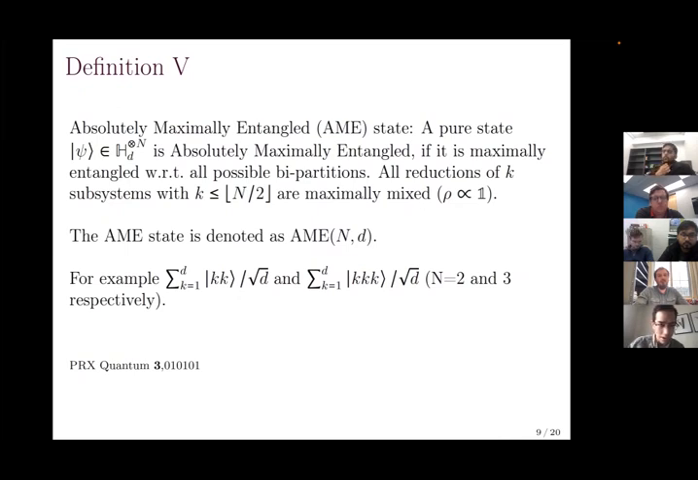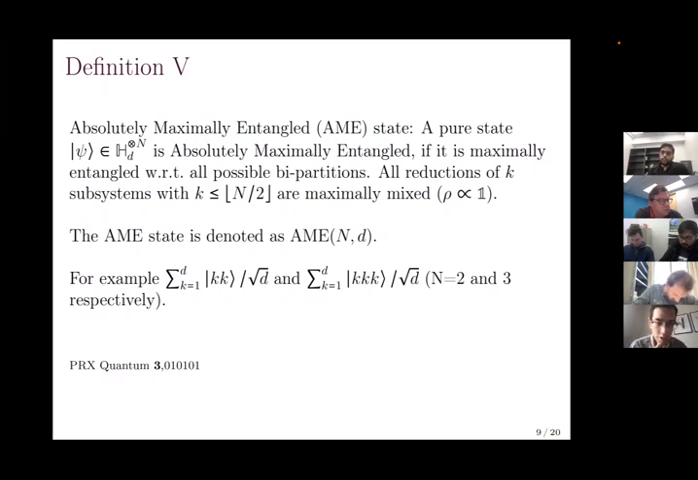Yeah, so the way I understood is if you have n subsystems and you can trace out such that the number of subsystems you have remaining after tracing out is less than or equal to n by 2, then the density matrix is going to be proportional to identity. I mean, I have been thinking about it a bit mathematically, but each bipartition is maximally entangled.